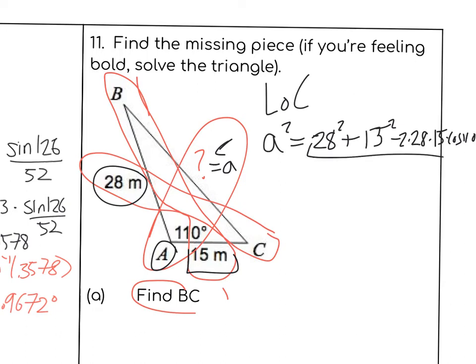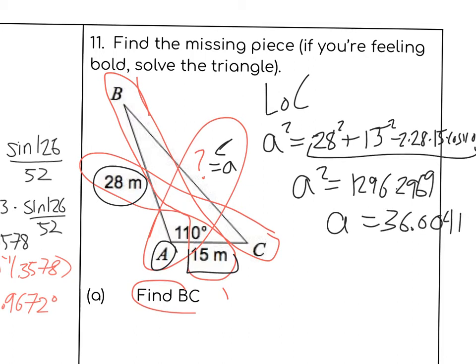All right, beauty of law of cosines is once I have the setup, I can literally type this into a calculator. So we get 28 squared plus 15 squared minus 2 times 28 times 15 times cosine of 110. And doing that, I get 1296.2969. If I square root both sides, we get A is 36.0041.